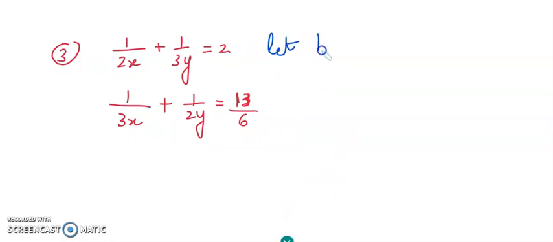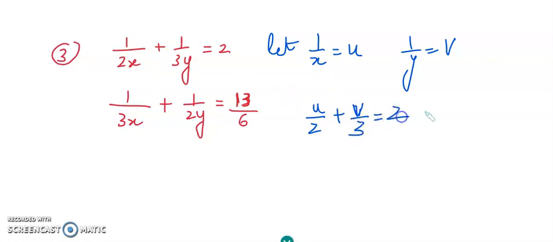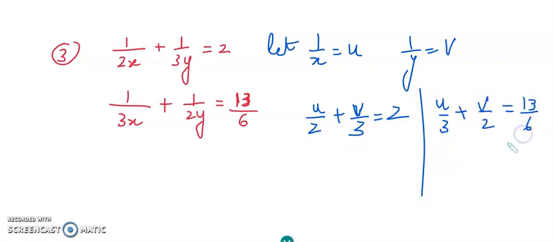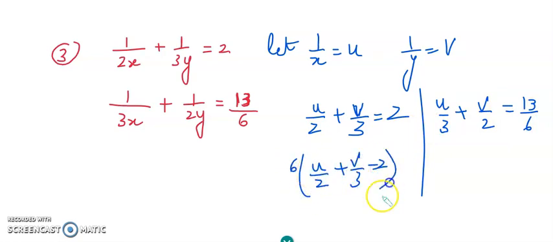If I say let 1 upon x equals u and 1 upon y equals v, then this first equation will change as u by 2 plus v by 3 equals 2. And the second equation changes as u by 3 plus v by 2 equals 13 by 6. Correct? And 6 is the LCM in both the places. So you'll multiply 6 on the left and 6 on the right. Correct? So you will end up with the LCM as 6.